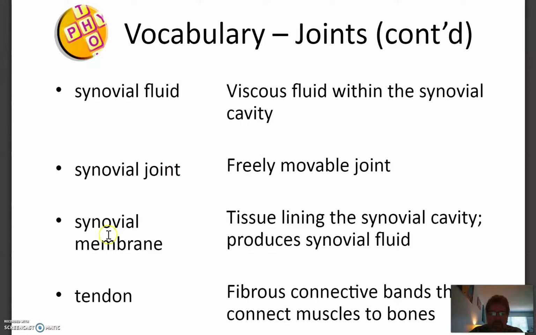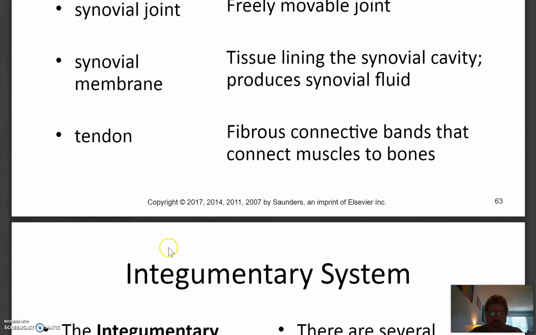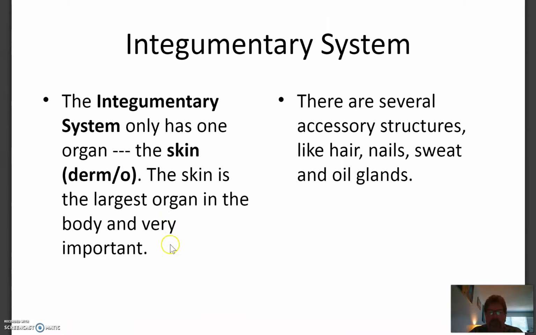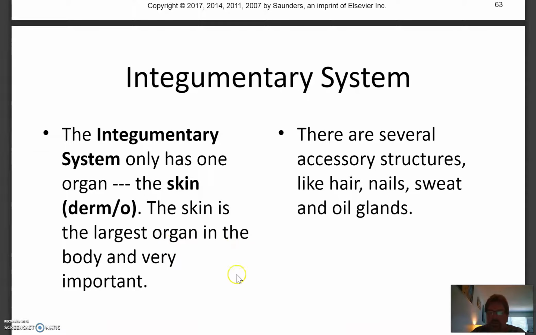Synovial joint, freely moving. Synovial membrane around it. Tendon, we've gone over that. Connect muscle to bone. Okay, the first system we're going to study is the integumentary system. It only has one organ, the skin, but it's really important. The skin's the largest organ in the body. It weighs between 8 to 10 pounds, depending on how fluffy you are.